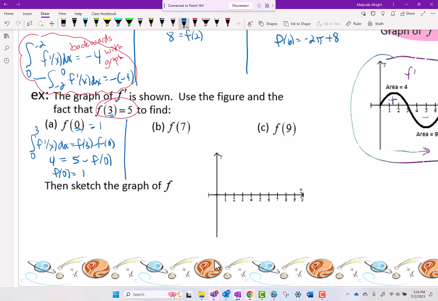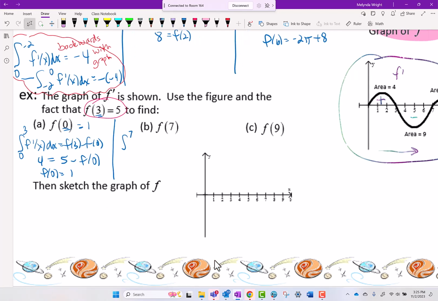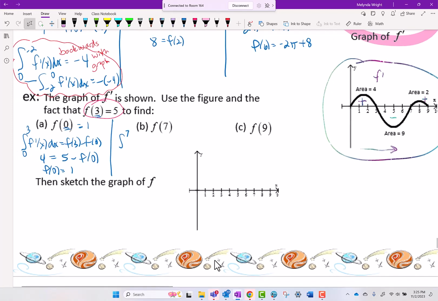The answer is yes. I am going to end up at 7. I have two choices now: I could start at 0 or start at 3. Which one do you think I'm going to pick? I'm going to pick 3 because I'm going to try to make the location that I'm calculating area for as small as possible, just because numbers are not necessarily my friend.